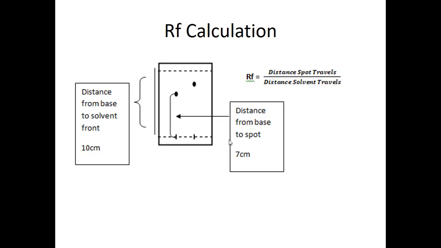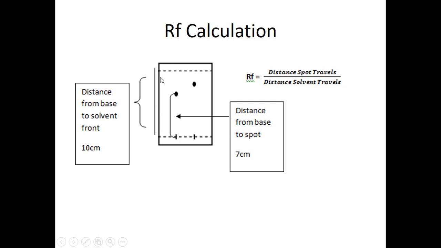All right, so here again is the RF calculation. This is an example of a plate, a TLC plate or a piece of chromatography paper. This is where we spotted the spot. This is the spot itself. If we're measuring, we measure from the line where we spotted it to the middle of the spot, right? That's going to be the distance that the spot traveled.